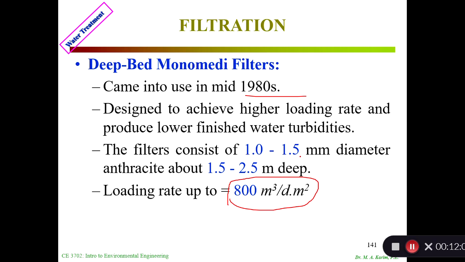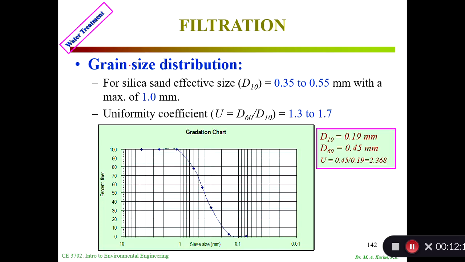And deep bed filter media came in 1980, designed to achieve a higher loading rate of even 800, right? It consists of 1.0 to 1.5 millimeter diameter anthracite. The filter is about 1.5 to 2.5 meter deep. So 1.5 means it is almost 5 feet, right? Things like that.